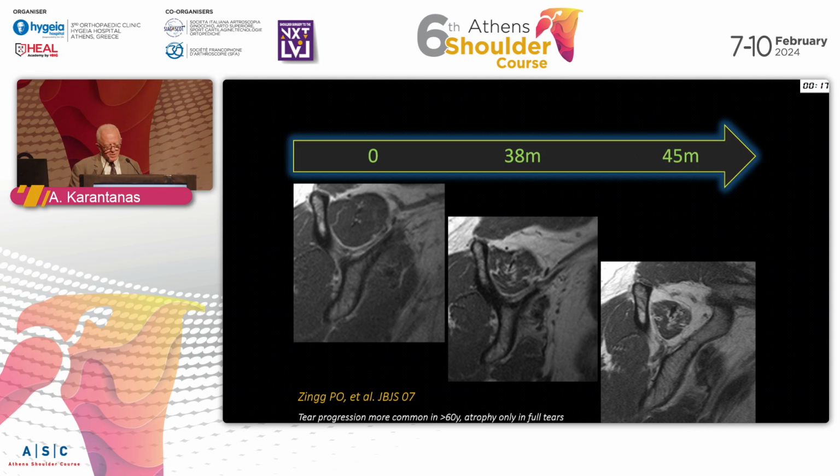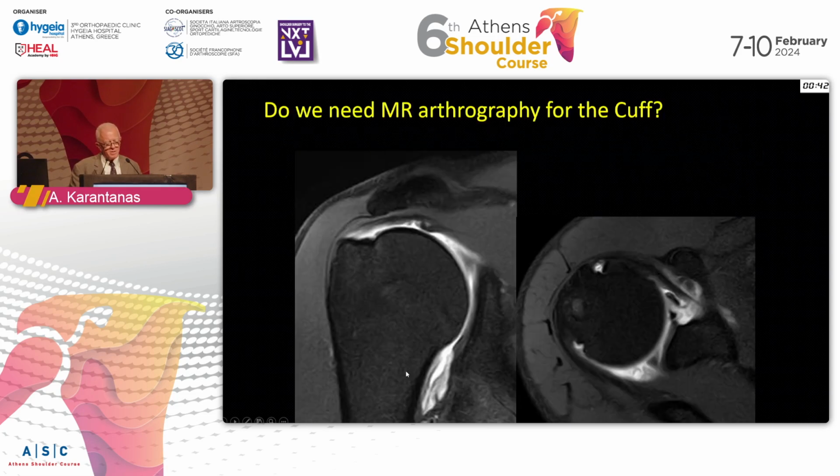Sequential MR images in a patient show that at time 0, when we have the tear of the supraspinatus, the muscle overrides the tangential line. 38 months later, we see some atrophy, and 45 months later, we see that there is significant reduction of size with fatty atrophy of the supraspinatus muscle. In general, atrophy of the muscles occurs with full tears.